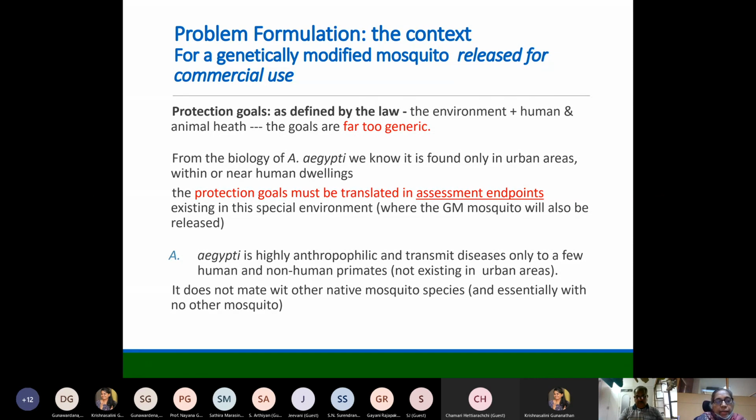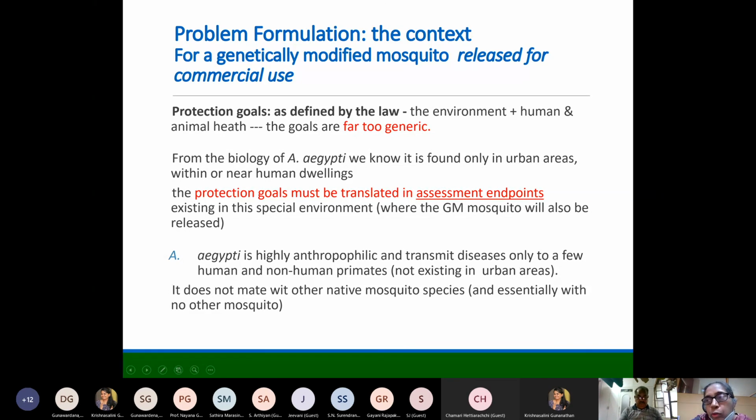So here they have said that Aedes aegypti is highly anthropophilic and transmits diseases only to a few human and non-human primates. And these non-human primates do not exist in the urban areas, and that is why this animal health issue will be kept aside in terms of the risk assessment. It does not mate with the other native mosquitoes.